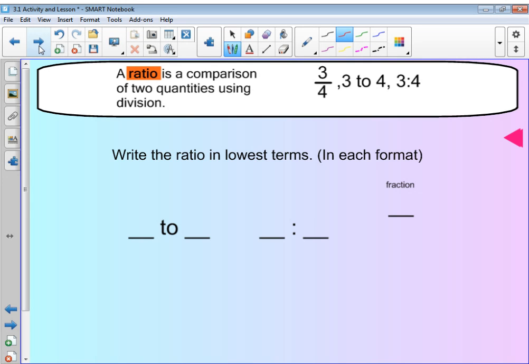Sometimes a ratio is set up as a fraction. Sometimes a ratio will be written out with the word "to" or with a colon. Ratios will always be written in lowest terms. So we're going to start out with some scenarios and then reduce down our situation and write them out in the 3 different formats.